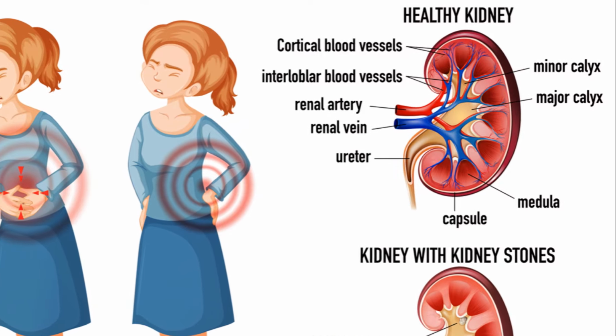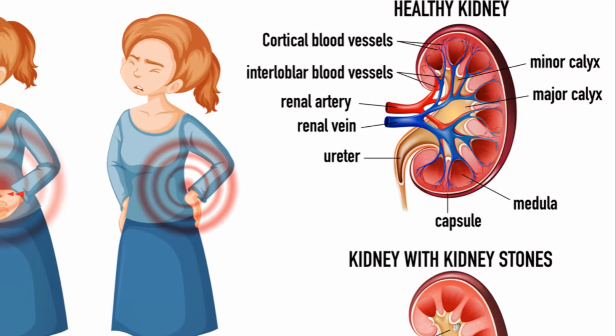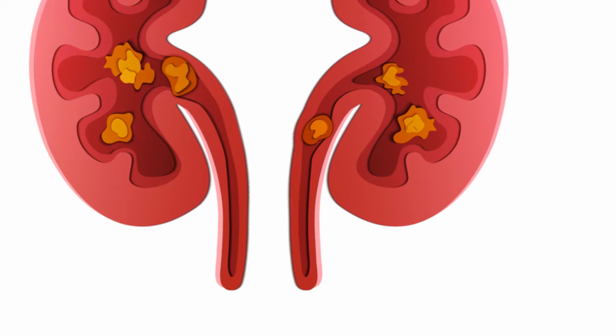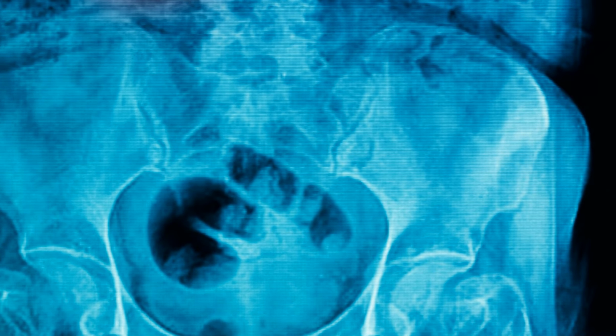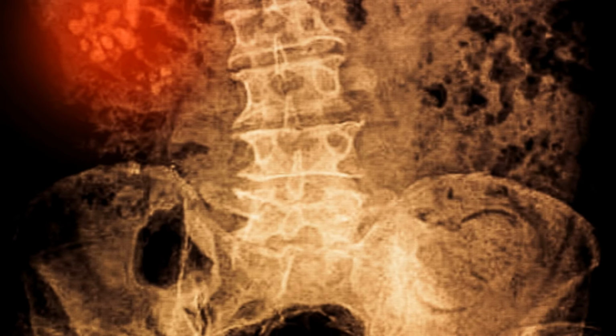Imaging tests are often used to identify the size, location, and number of kidney stones. Non-invasive tests like CT scans are commonly used for this purpose. They provide detailed images of the kidneys and the urinary tract, allowing doctors to see any abnormalities. Ultrasound or X-rays can also be used, although they may provide less detailed images.